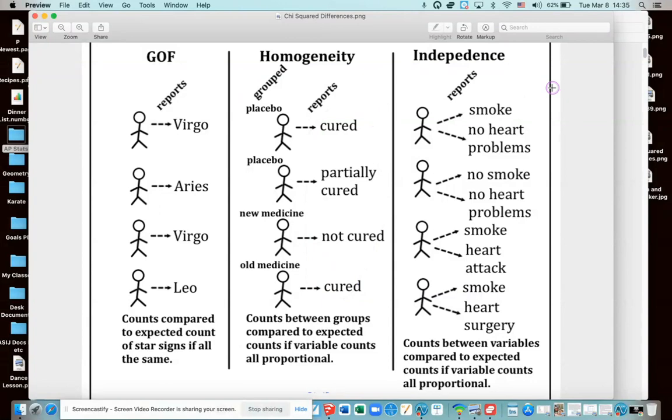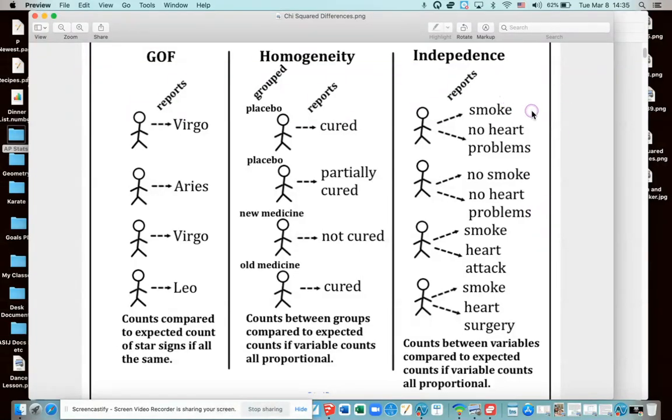Sorry, when you get to independence, there are two variables. You don't make groups ahead of time. You just go and randomly select people from one population, and you are interested in two variables within that population. Maybe smoking versus how good your heart is, right? So do you have heart problems, or have you had a heart attack, and you're trying to find some kind of link between smoking and non-smoking and heart problems, right?